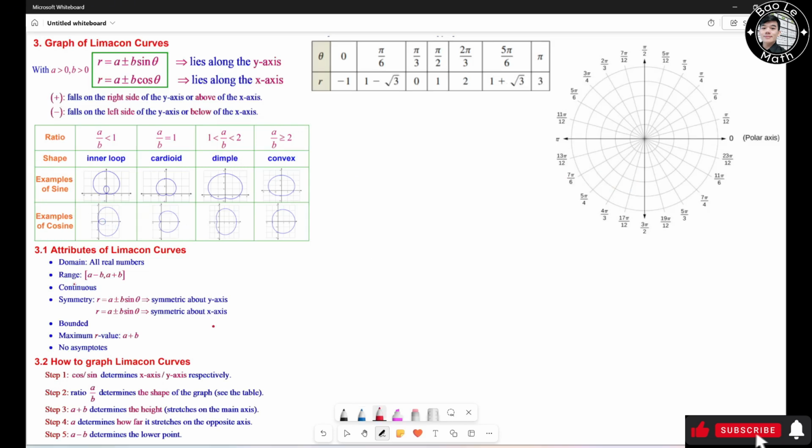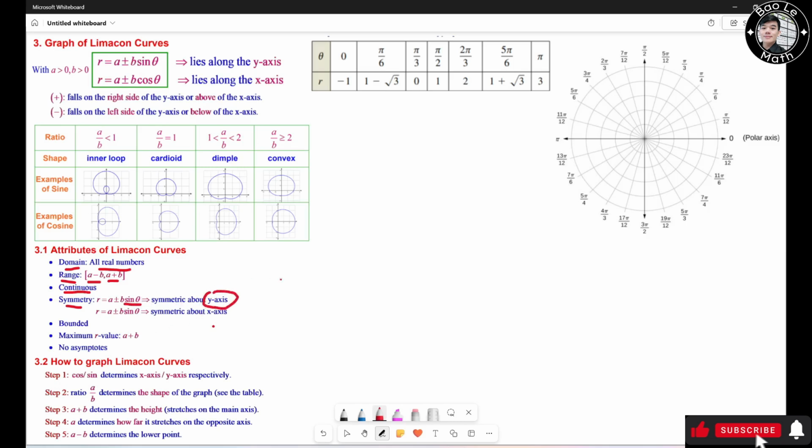Now we're going to explore some characteristics of Limaçon curves. The domain of Limaçon curves is all real numbers. The range is between a minus b and a plus b. The function is continuous. With respect to sine theta, it's symmetric about the y-axis.